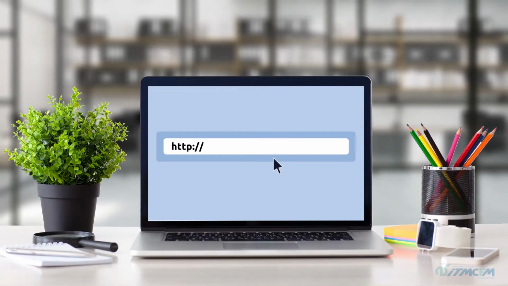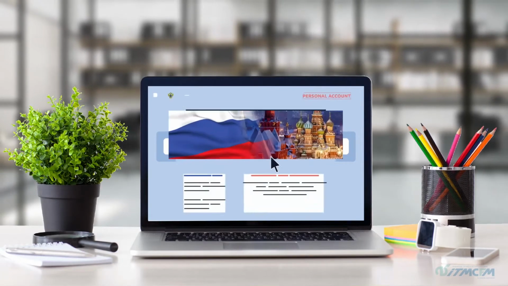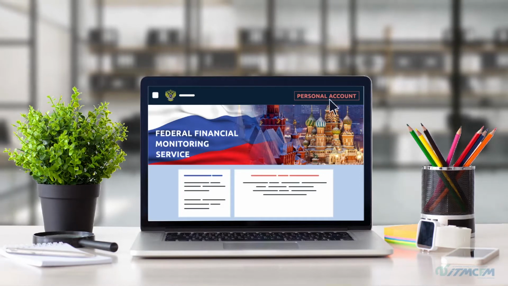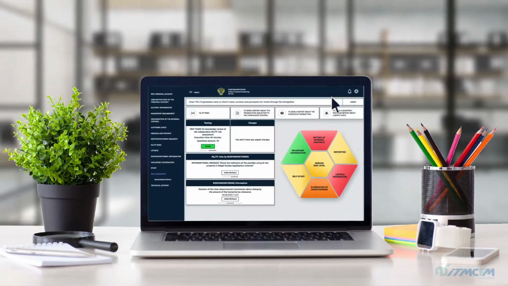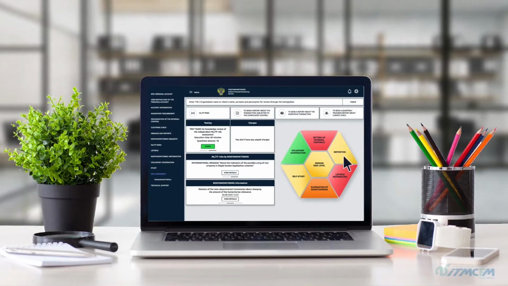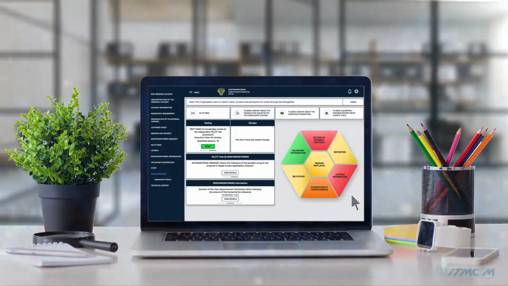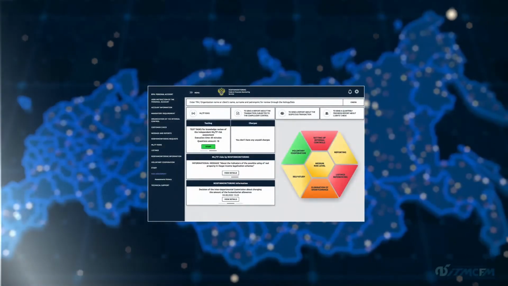Personal account of a subject of primary financial monitoring is an information resource on the ROSFin Monitoring website that provides electronic interaction of its users with ROSFin Monitoring in order to guarantee proper compliance with mandatory AML-CFT requirements. Personal account is a universal communication mechanism.